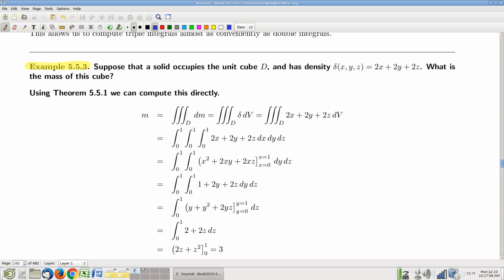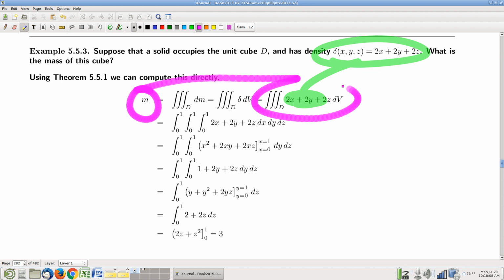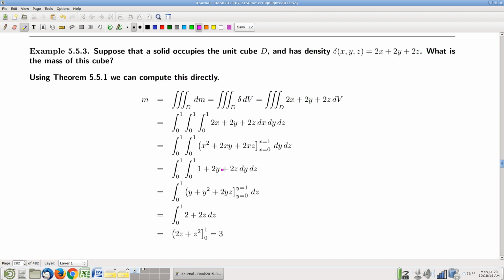A quick example. This is just to see how the algebraic mechanics work. The algebraic mechanics are exactly analogous to the double integral thing. So let's suppose that this is your density, and you are computing mass as a triple integral of density. And we've already made the case for why that would be. And so you get down to this triple nested integral, and we start the integration process.